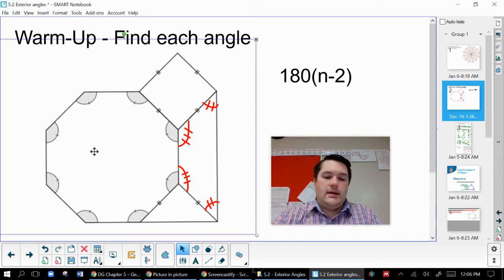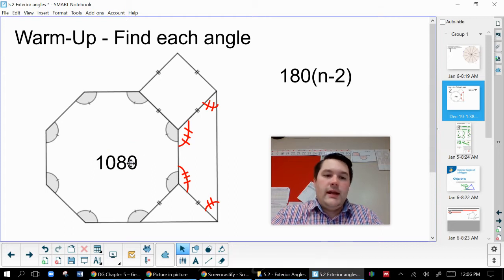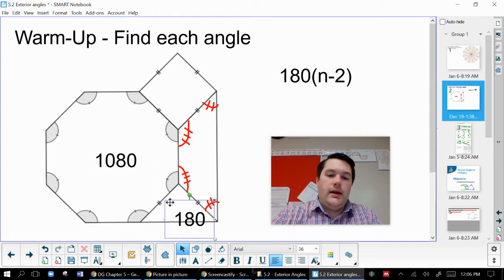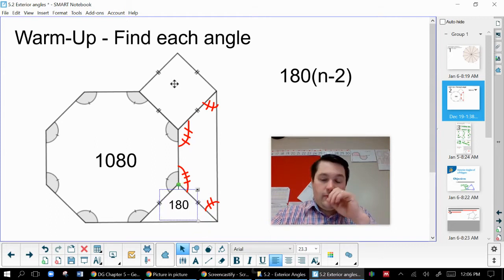And so this one is an octagon. If you plug in 8 to that formula, you get 1080. This one's a triangle, 180 there. And then these two, of course, are quadrilaterals. So you got 360 and 360.